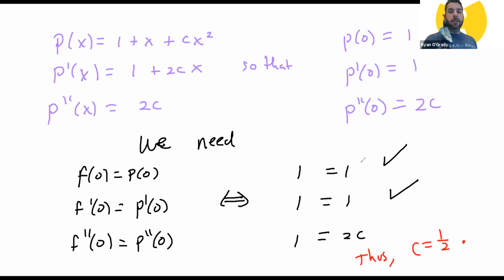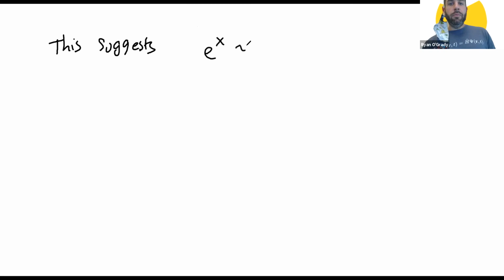Now, look, I guessed that this should be 1 and this should be 1. But if you didn't guess, if you would have done A, B, and C, you would have seen these are forced to be 1. But I wanted to not kill so much time. So here's the moral, what we mean is the following. This suggests that e to the x is approximately 1 plus x plus 1/2 x squared.